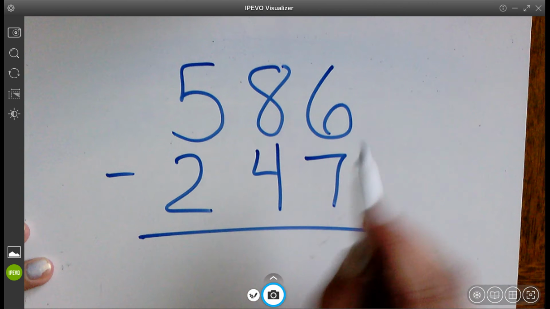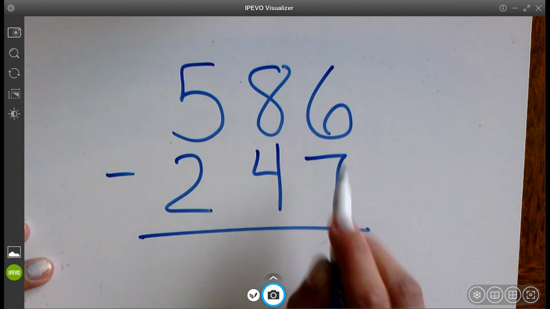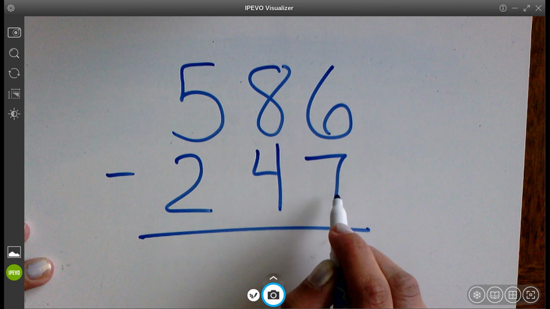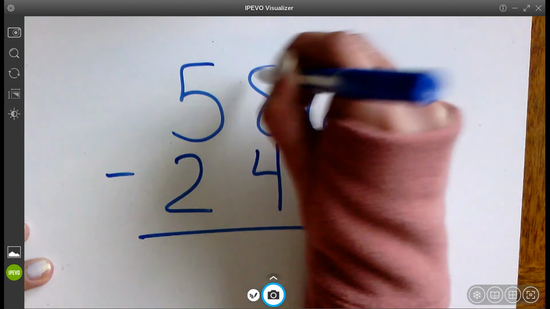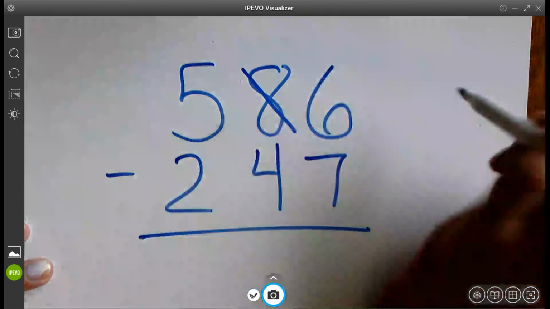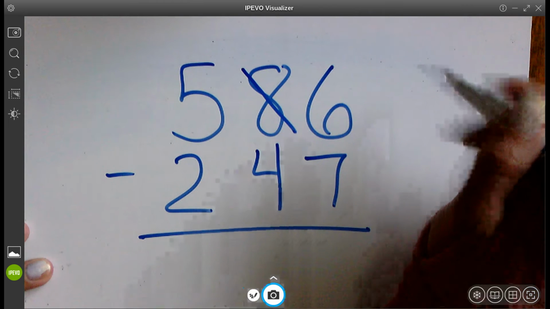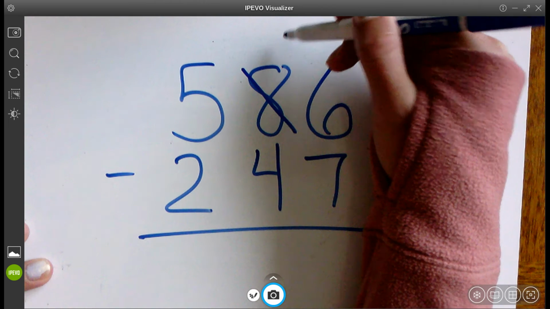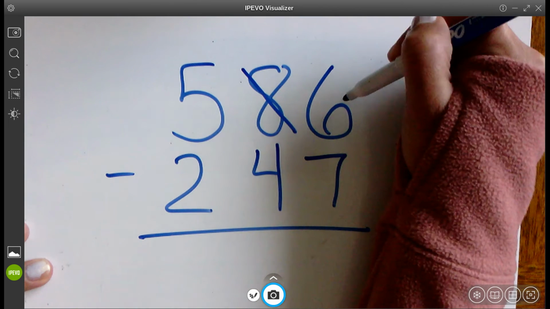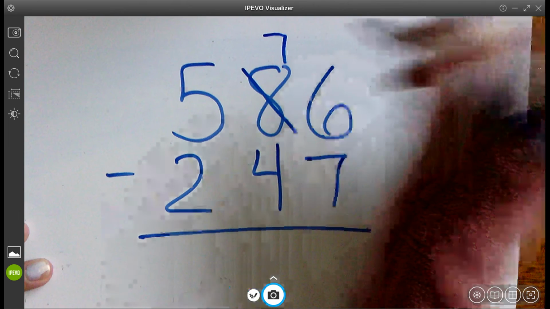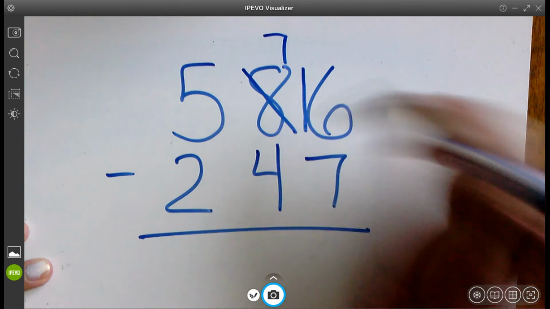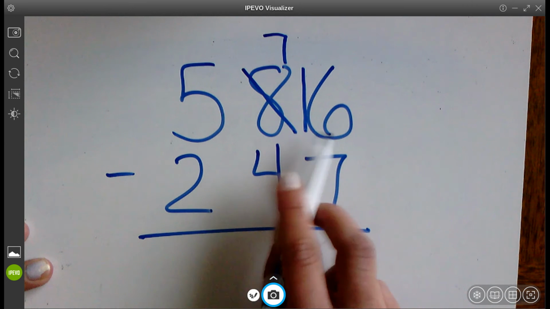All right, friends, 6 minus 7, more on top or more on the floor? We have more on the floor, so we have to go next door and get 10 more. So we're going to go to our tens place. We're crossing off the 8. It's going to become one smaller because we're taking one of the tens and we're putting them over here. So one smaller than 8 is 7. And now we have 10 more. So instead of 6, we have 16.